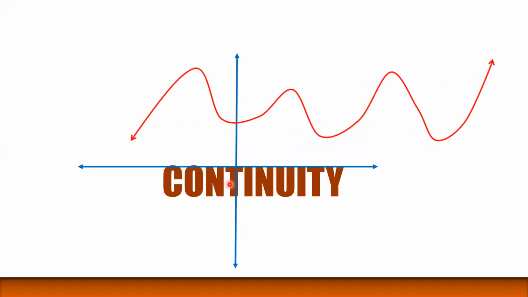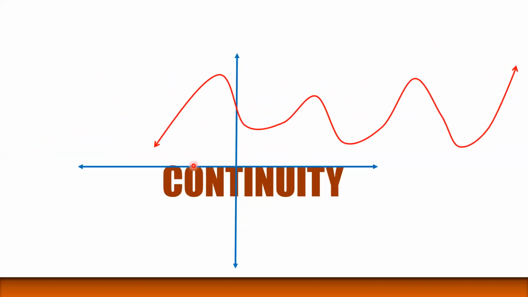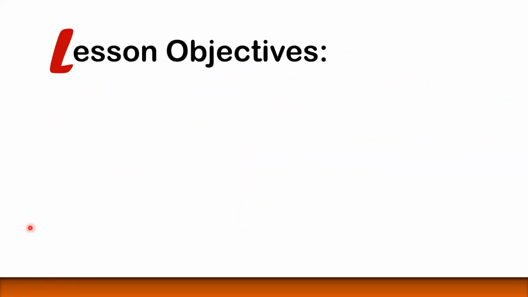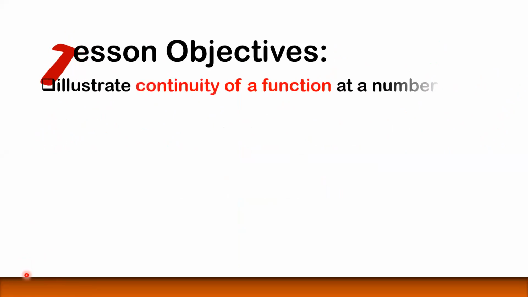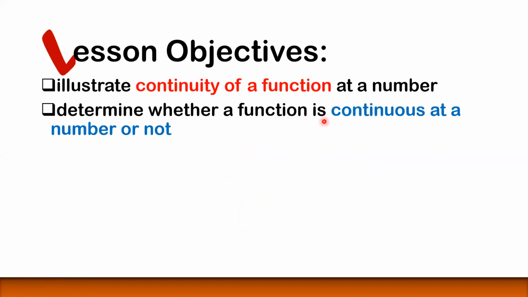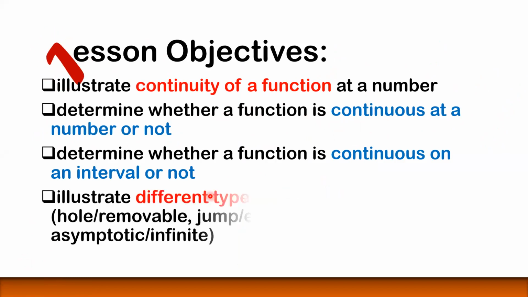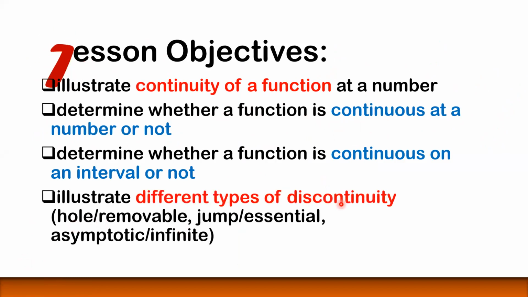Okay, so hello everyone. For our topic today, we have continuity. That's why our lesson objectives for today are the following. We have to illustrate continuity of a function at a number, determine whether a function is continuous at a number or not, determine whether a function is continuous on an interval or not, and illustrate different types of discontinuity, namely hole or removable, jump or essential discontinuity, asymptotic or infinite discontinuity.